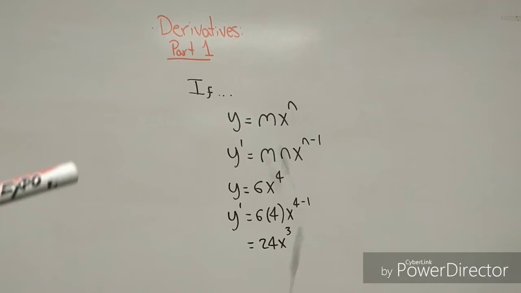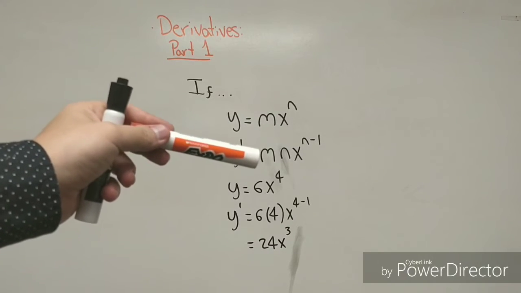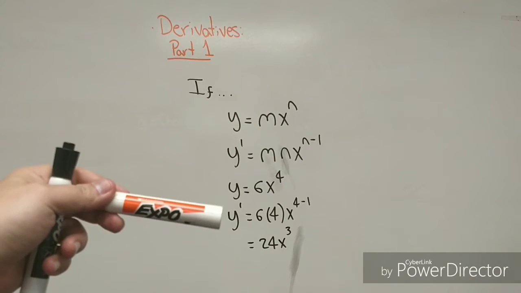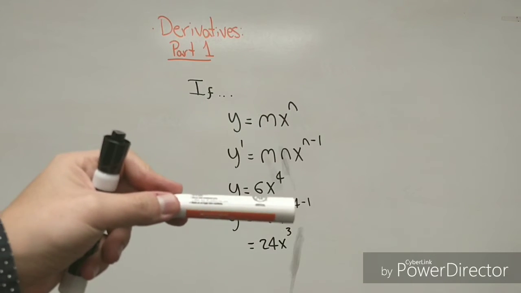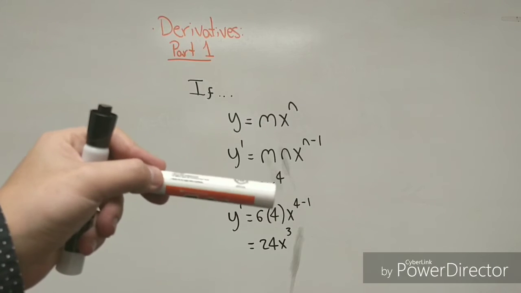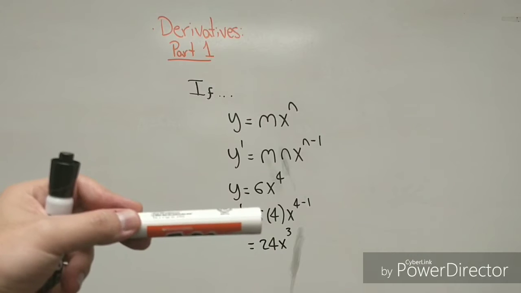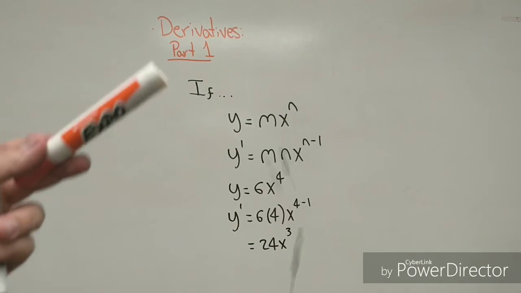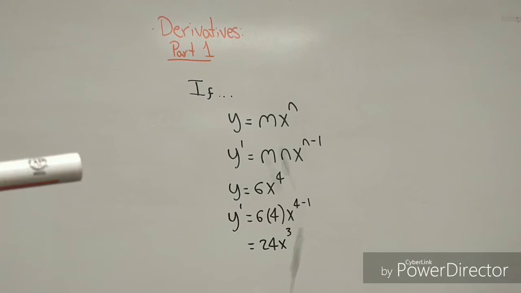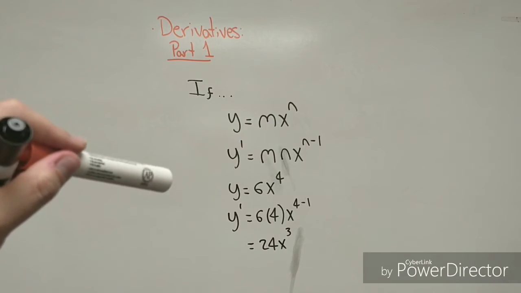Let's do an example which might get easier. So if y equals 6x to the 4th power, then the derivative would be 6 times 4, which is this 4, x, and the power would be not 4, but 4 minus 1. So 6 times 4 would be 24, and the power would be 3. In that way, we can calculate the derivatives for any polynomial.